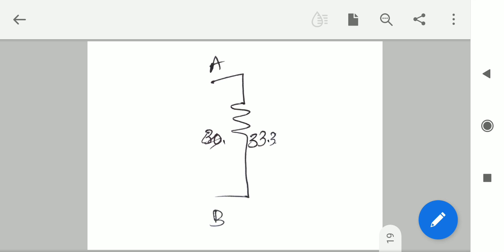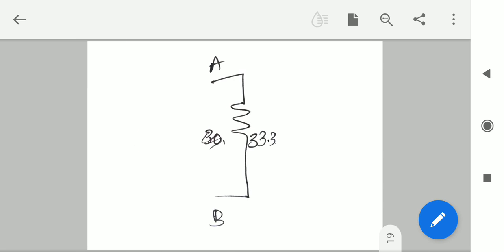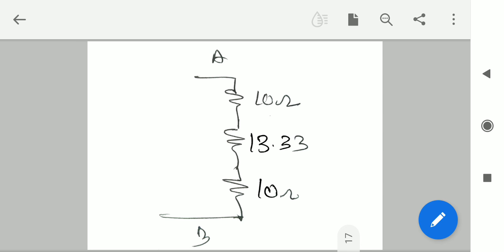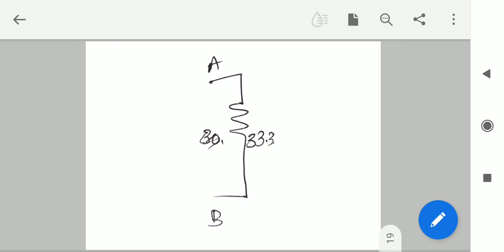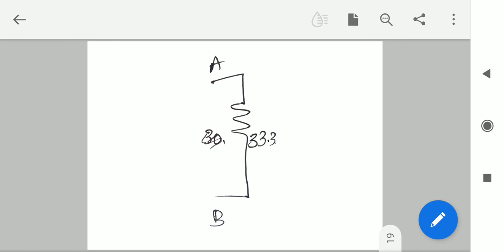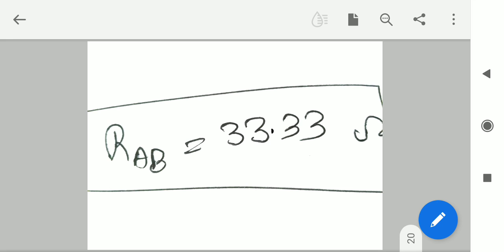Now you may observe that the resistance between A and B is equal to 10 plus 13.33 plus 10, which is equivalent to a single value, 33.33. Why are we adding them? Because these three resistances are in series, so we add them into a single resistance. Now we can say that the equivalent resistance between A and B is 33.33.